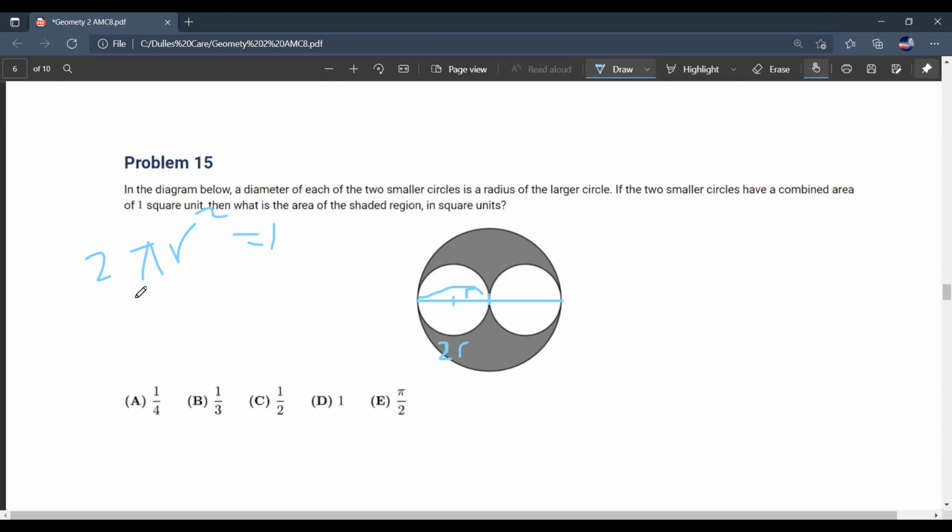So then we have 4 pi r squared, which is 2 times 2 pi r squared. That gives us 2 times 1, which gives us 2. But we're not quite done yet. We know the area of the large circle, but we want to find the area of the shaded region. So that would be 2 minus 1, the area of the large circle minus the two smaller circles. So that gives us an answer of 1.